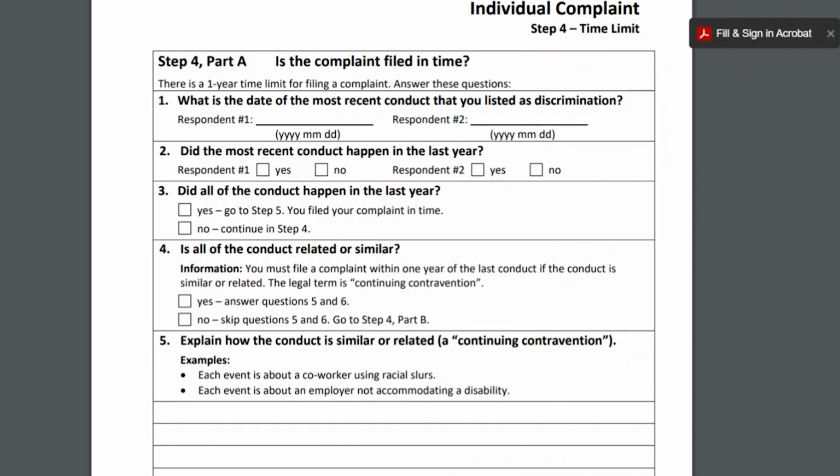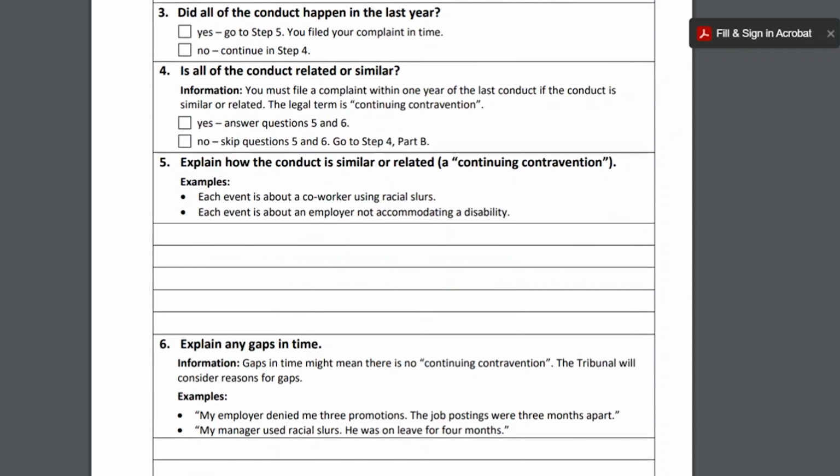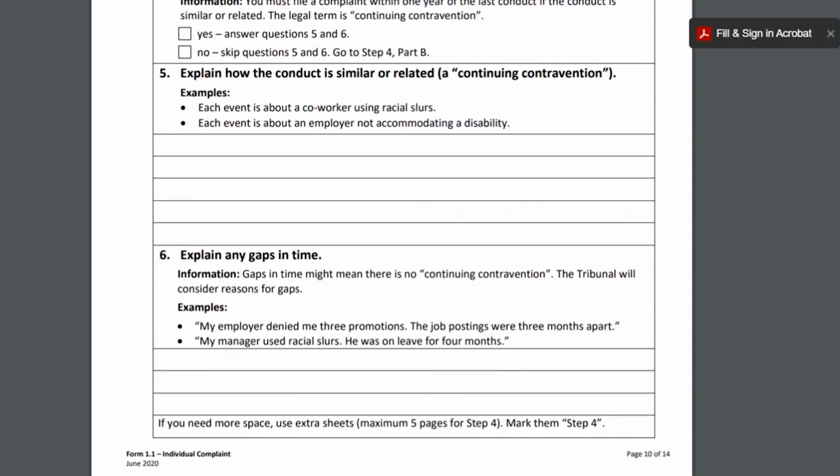If this is similar to your situation, answer yes to point 4 and fill in points 5 and 6 to the best of your ability. If not, answer no to point 4 and move on to Step 4, Part B.